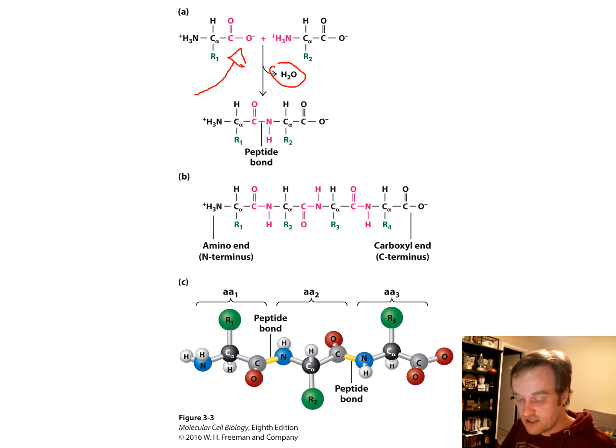And so here, down in B, we can see that there is an amino end, which is this NH3, and this carboxyl end that has the C double bound to an oxygen and single bound to another oxygen. And these peptide bonds, which are indicated in yellow down here, are the links between each adjacent amino acid.